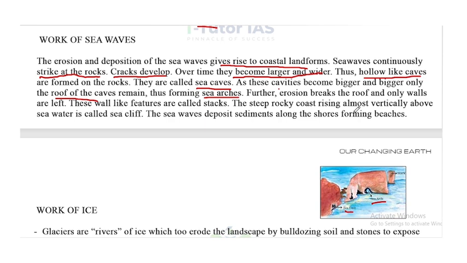Now, further erosion breaks the roof and only walls are left. These wall-like features are called stacks. Look at this, these are stacks. It's a wall-like feature.